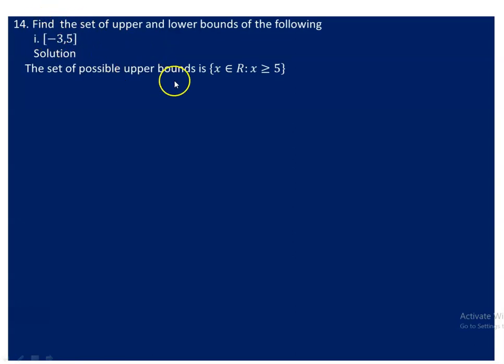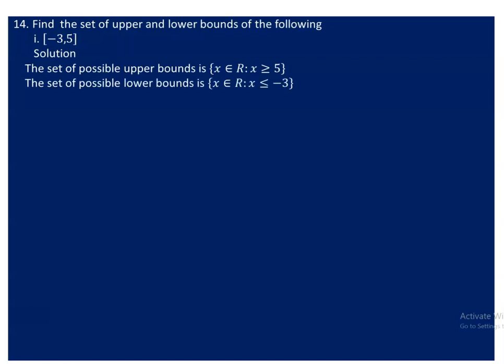So some upper bounds are, for example, you may take 6, 10, 100, 1000, even 5. All these can be possible upper bounds. So a set containing all possible upper bounds for this particular interval is this one. How about the set of possible lower bounds?